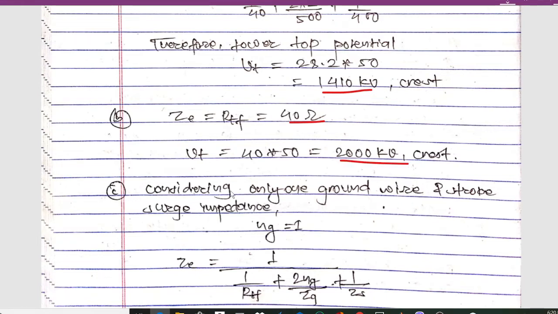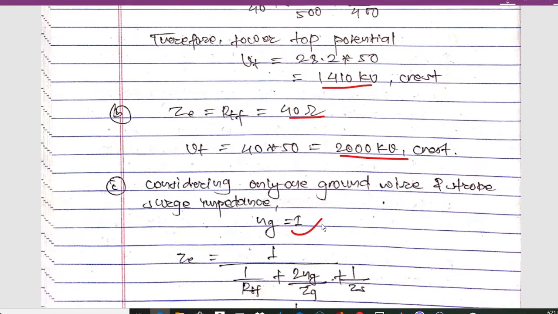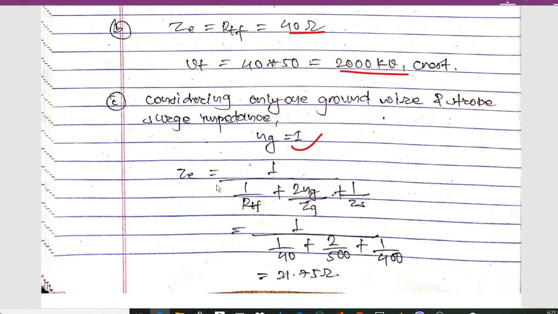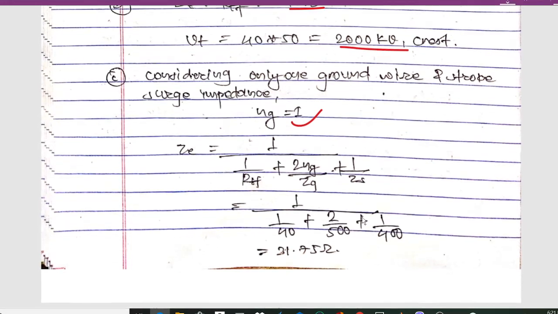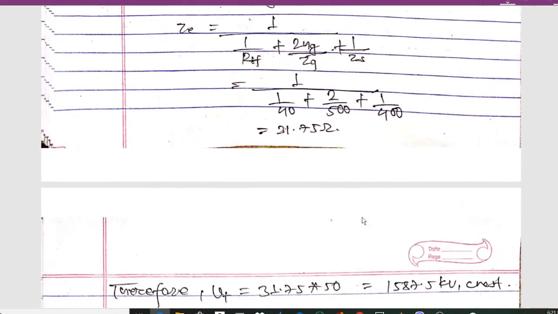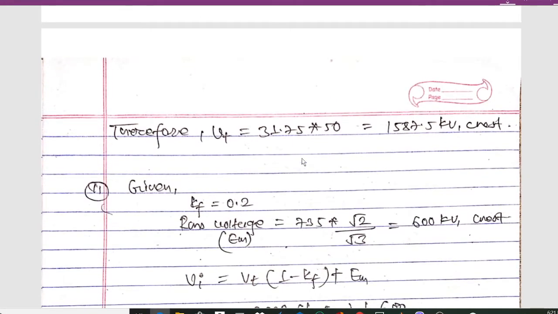And in the third option, we have to consider only one ground wire and the stroke source impedance. For that, NG will be 1 and ZE will be 1 upon RTF plus NG upon ZG plus 1 upon ZS. Just substitute all the values and we get the value of ZE, which will be 31.75 ohms. Now Vt will be 31.75 into 50, so it will be 1587.5 kilovolts crest.